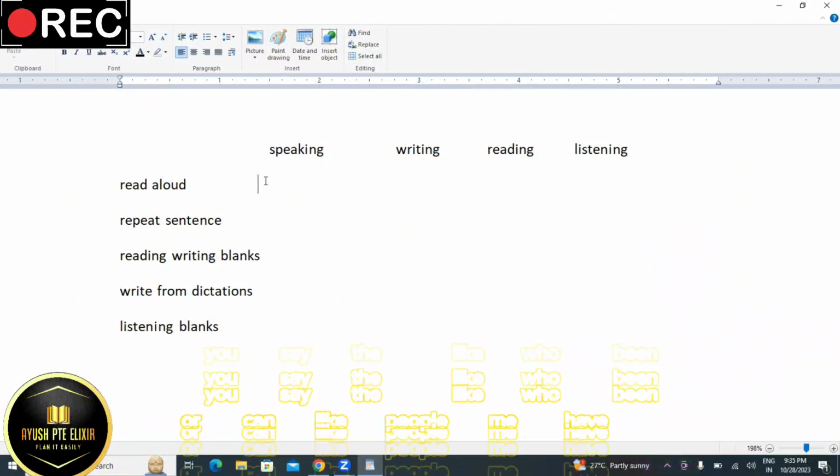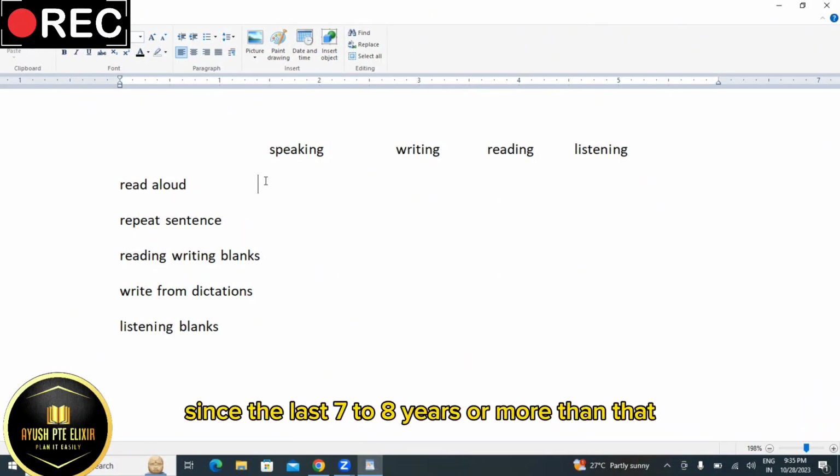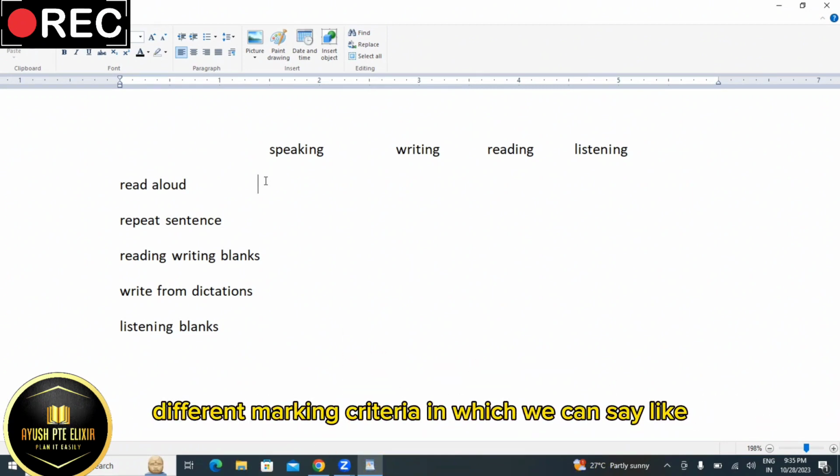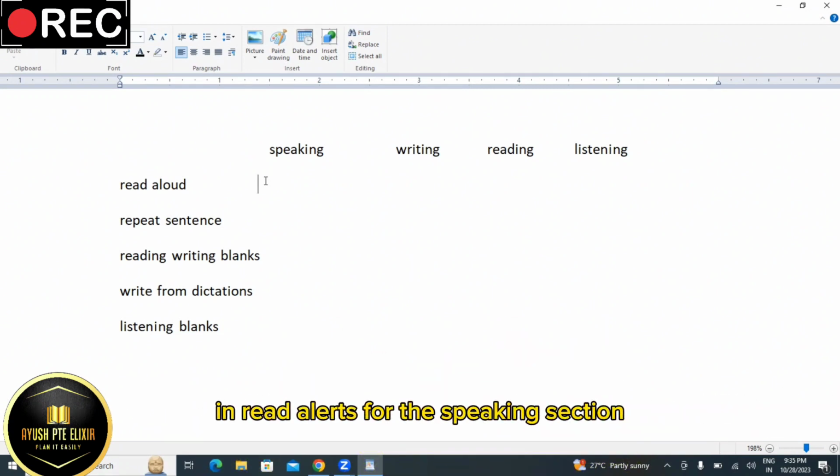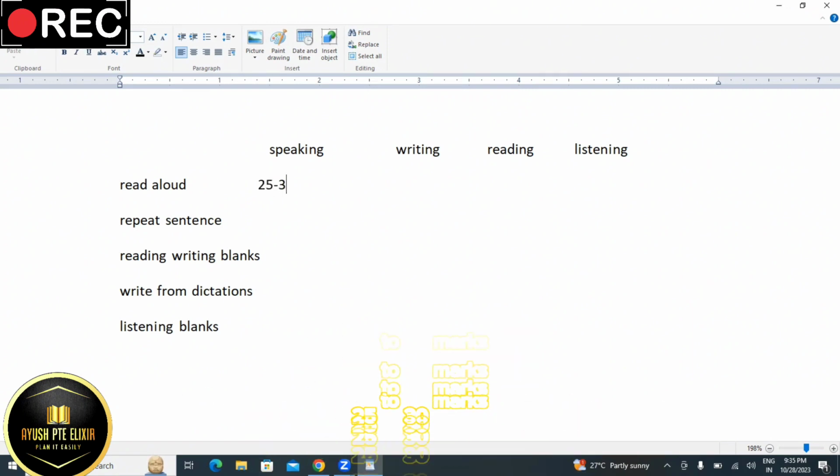So what do other people do, like the experts, or the people like me who have been in PTE for the last 7 to 8 years or more than that? They have created a different marking criteria in which, in read alouds for the speaking section, you get approximately 25 to 30 marks on average.